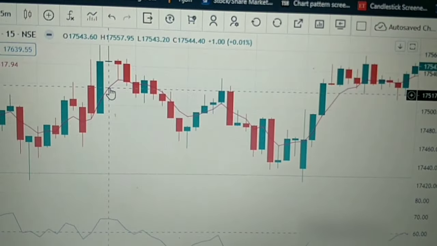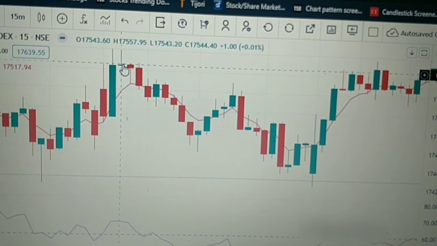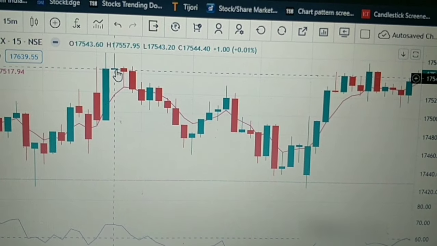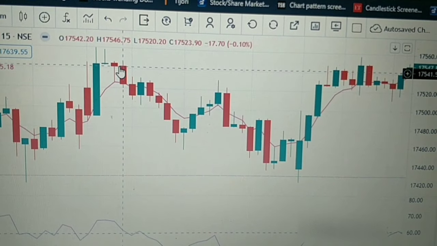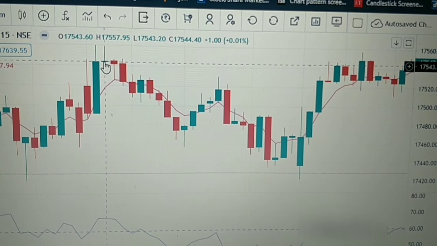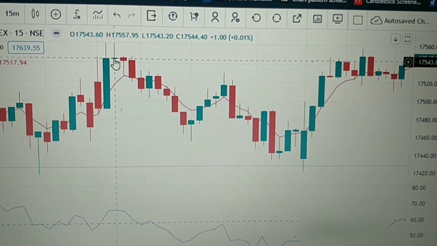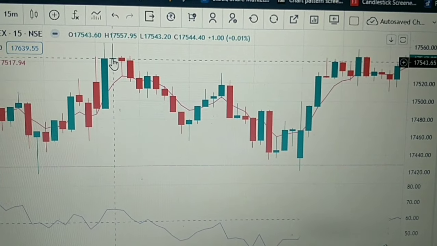So what could be our plan is, we'll start selling once the low breaks. Like here 17,543 is the low. The next candle broke the low level. Our stop loss would be the high. Like in this case, our stop loss is 557. Now our stop loss is just 16 points.